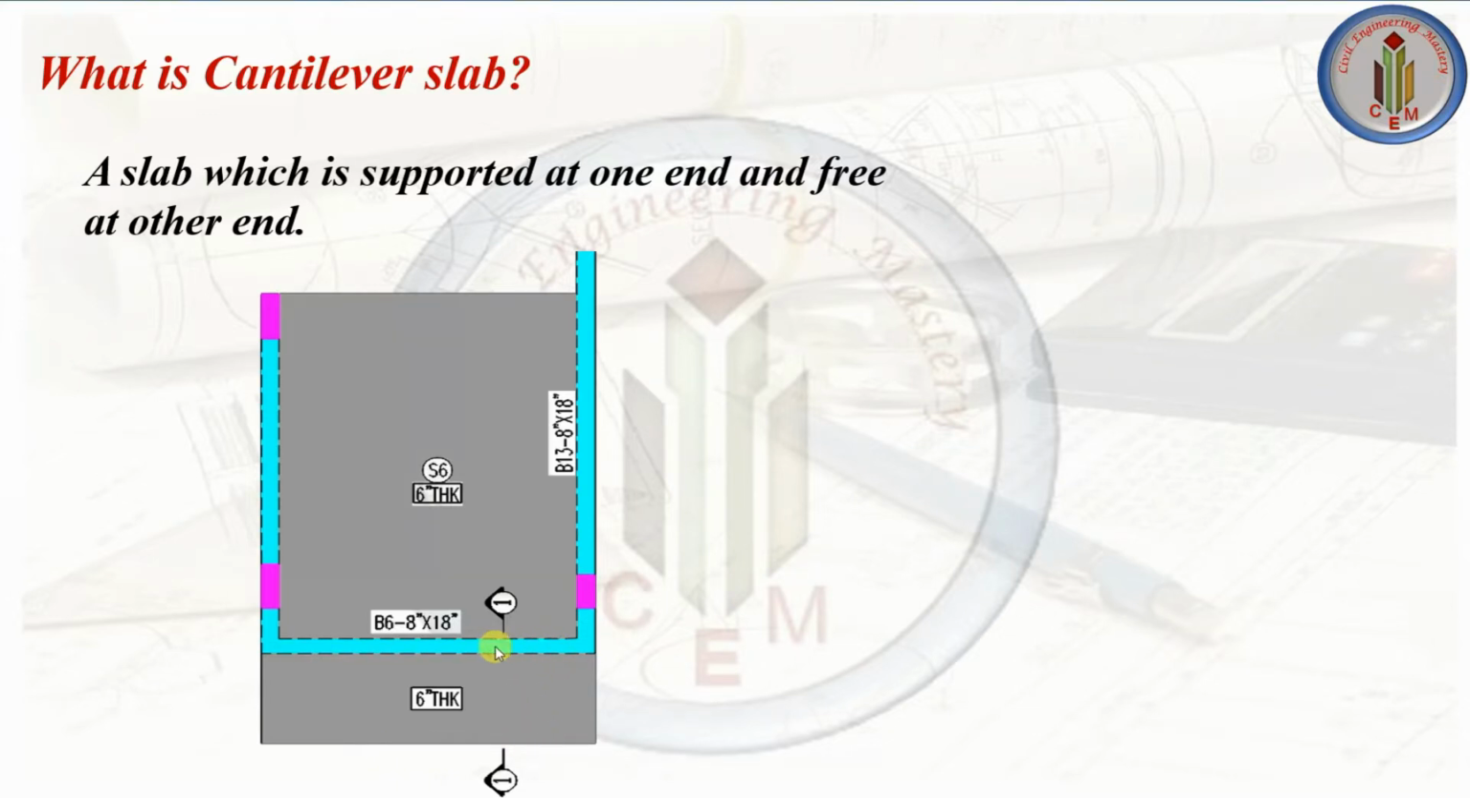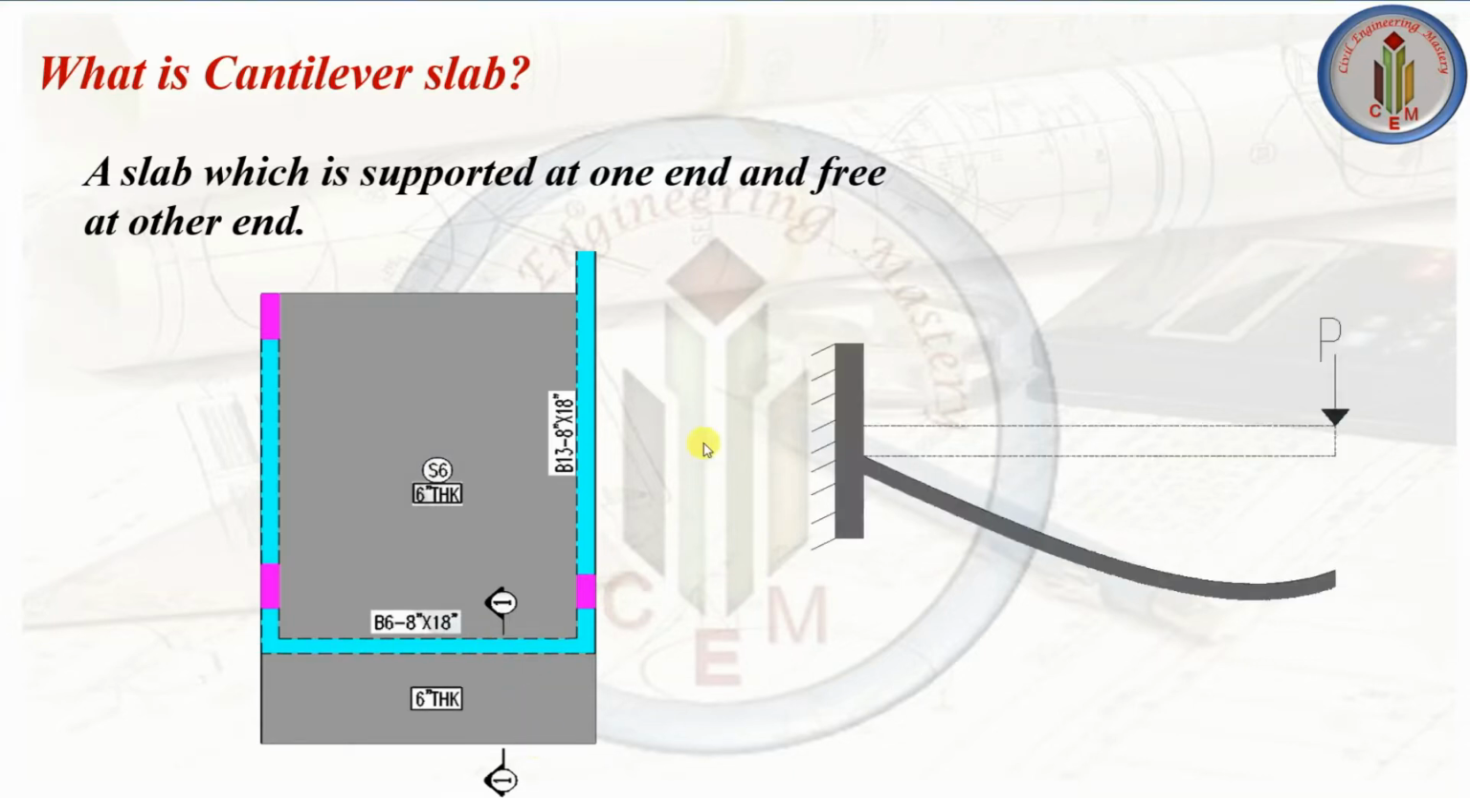So the slab will be having support at one end and the other end will be free. Here also you can see this is the cantilever slab and this is the fixed support. One end support is there and the other end there will not be any support. When the load is applied on the free end, the slab will bend like this. So this is the bending behavior of the cantilever slab.